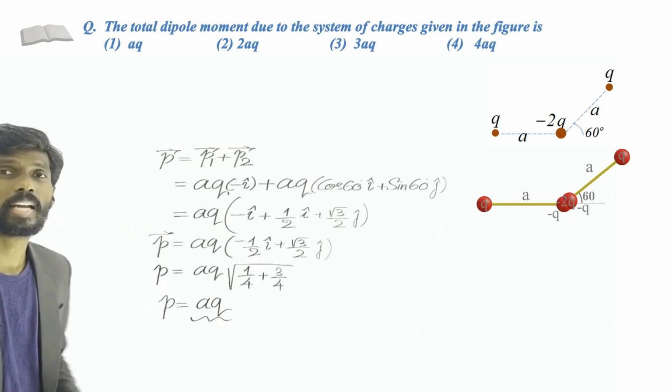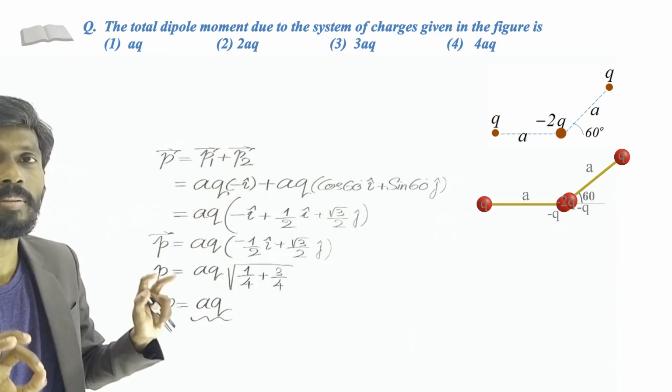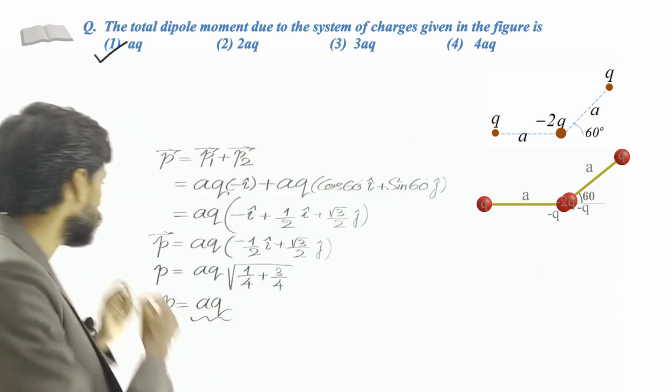Simply we found the dipole moment vector due to these two dipoles separately. Find the vector sum, so that will give you our required answer. Okay, so AQ is the answer.